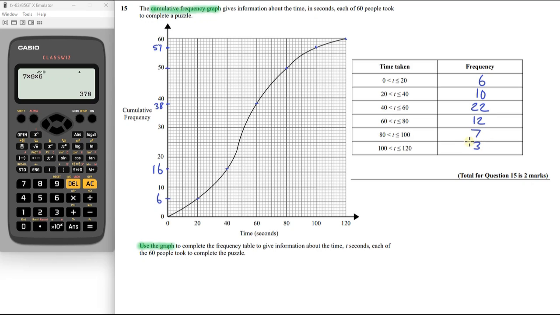Now, I can do a quick check because we know the number for each category. Let's make sure that adds up to 60. So let's just type this into the calculator. 6 plus 10 plus 22 plus 12 plus 7 plus 3. Bang on, we got 60. So I'm quite happy that that is the correct answer.